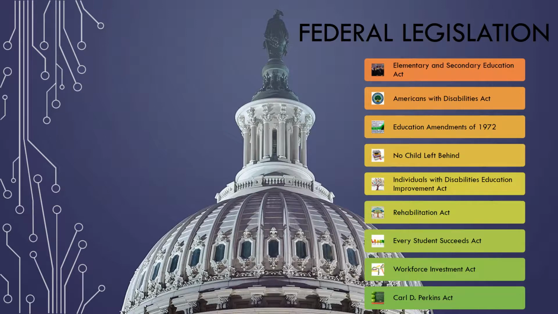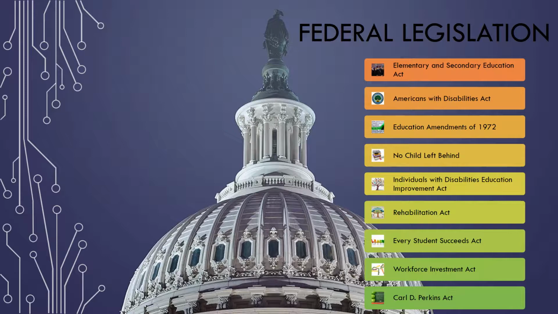The next thing I want to talk about is federal legislation. There have been a lot of federal acts passed to try to get education to the forefront, and a lot of these have to do with addressing all student needs. I'll name a few that I've got listed here. You have the Elementary and Secondary Education Act, the Americans with Disabilities Act, the Education Amendments of 1972, No Child Left Behind, Individuals with Disabilities Education Improvement Act, the Rehabilitation Act, Every Student Succeeds Act, Workforce Investment Act, and of course we all know the Carl D. Perkins Act, which has been revised multiple times, and as time goes on, it becomes more and more inclusive for all students.